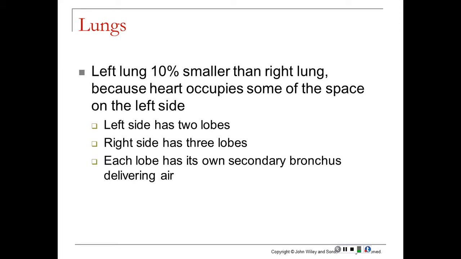The left lung is about 10% smaller than the right lung because the heart occupies some of that left side space. The left side only has 2 lobes, as I pointed out. The right side has 3 lobes. Each lobe has its own secondary bronchus for delivering air.